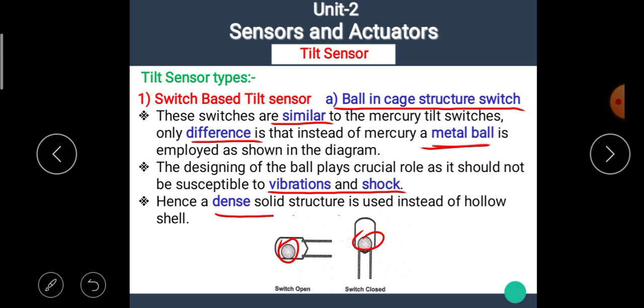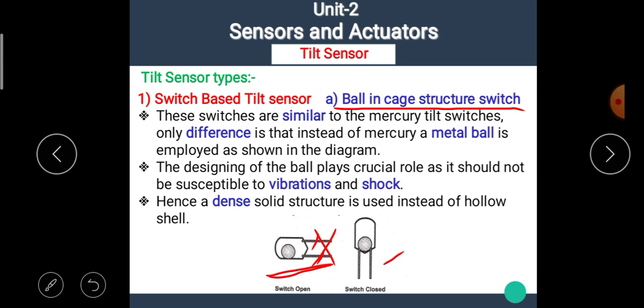Hence, a dense solid structure is used instead of a hollow shell. That means to avoid vibrations and shock, a dense solid ball is used here. In this switch, the ball is away from the two electrodes, hence there is no connection between them. In this position, the ball is connected with the two electrodes, hence it makes a connection between them and acts as a closed switch. I hope you all understand this simple mechanism.